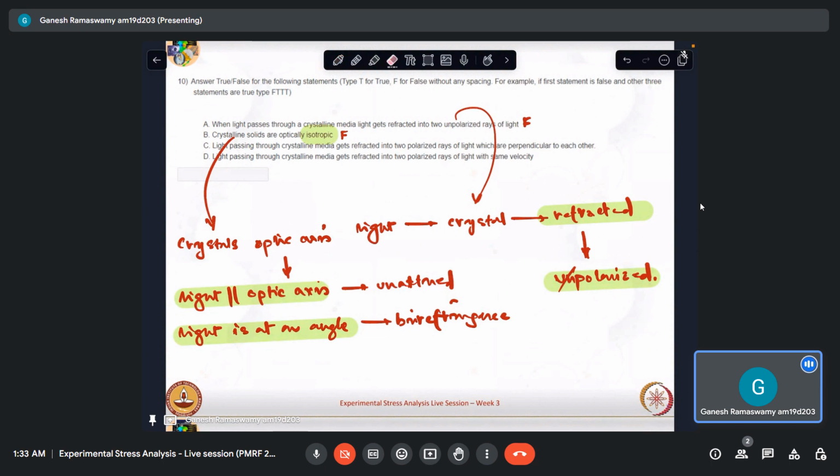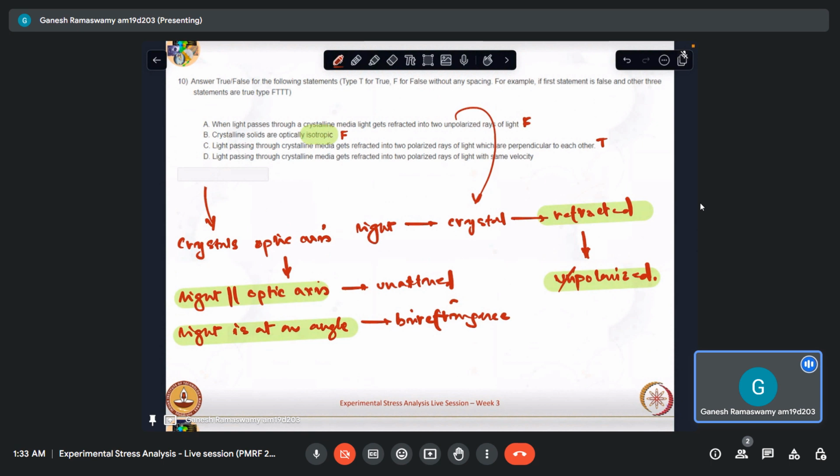Well, let us look at the third option. Light passing through a crystalline media gets refracted into two polarized rays of light which are perpendicular to each other. Well, this is true. The planes of polarizations are perpendicular to each other.